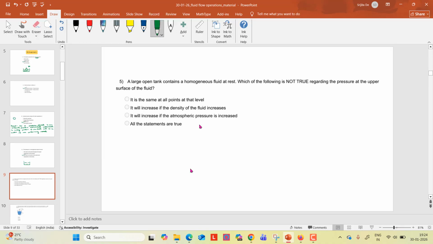Next. A large open tank contains a homogeneous fluid at rest. Which of the following is not true regarding the pressure at the upper surface of the fluid? It is the same at all points at that level. It will increase if the density of the fluid increases. It will increase if the atmospheric pressure is increased. All the statements are true.